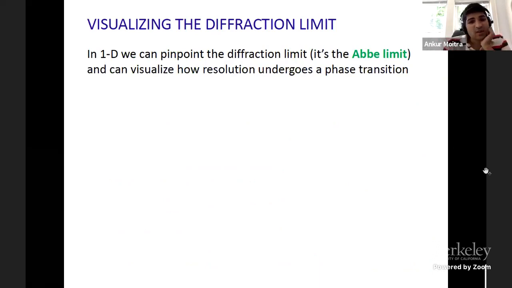Okay, so there's something else cool that you can do, which is, you can ask to visualize what these diffraction limits look like. I made this claim that the diffraction limit is not something that happens when you have two Airy disks. It's not something that happens when you have three Airy disks, but it's something that emerges when you take the number of Airy disks to be large. So let's try and visualize that.